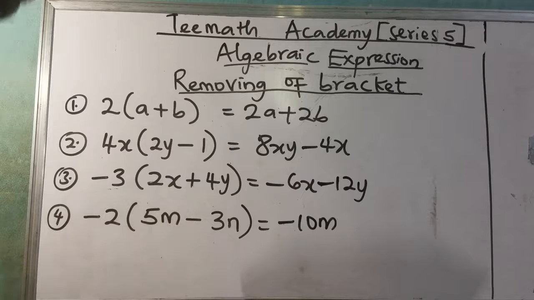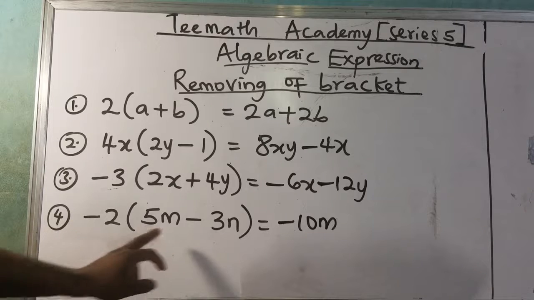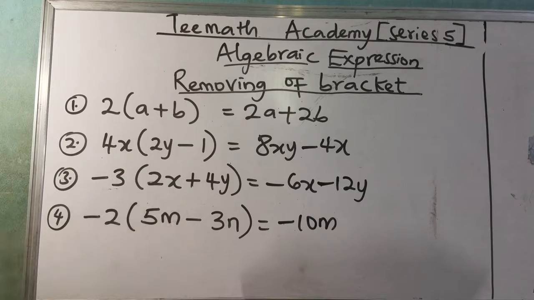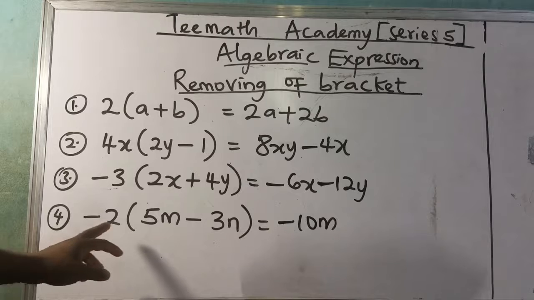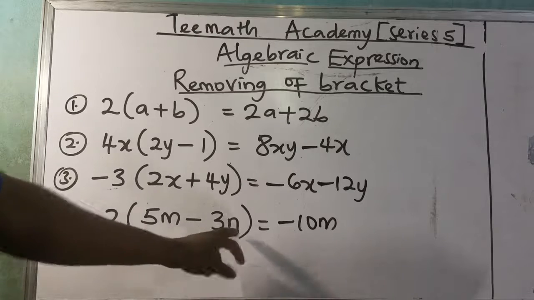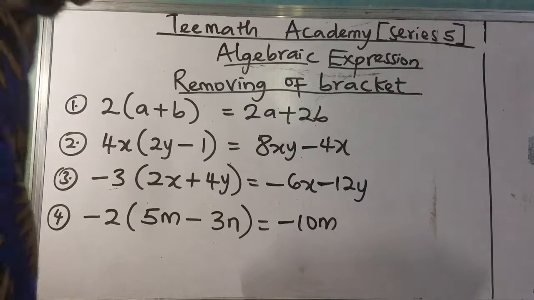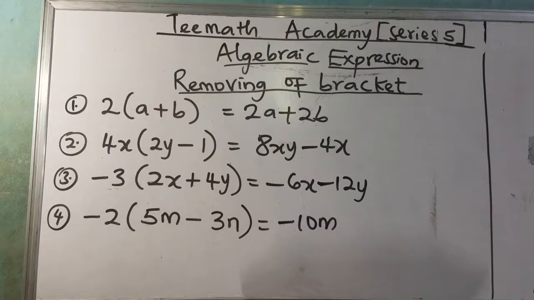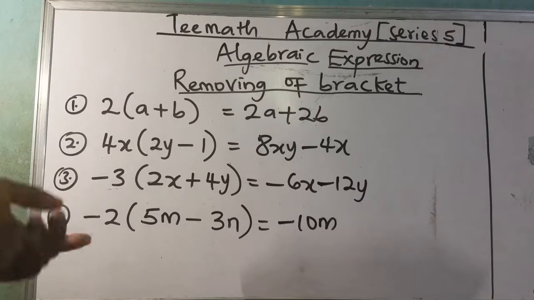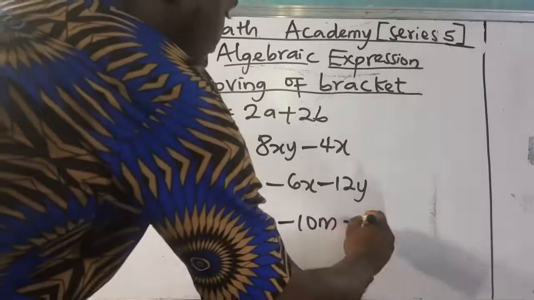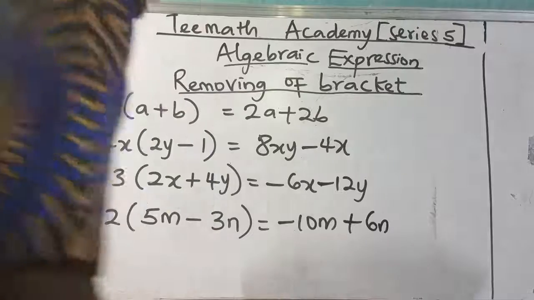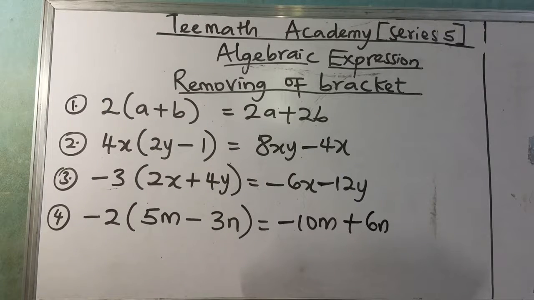Minus times minus: when you are multiplying, the signs must react together to have one sign at the end of the day. So minus 2 times minus 3n: firstly, minus times minus is plus. Then 2 times 3 is 6, that will be 6n. So minus 2 times minus 3n gives me plus 6n. You can see that 6n now has a plus sign, positive and not negative. So that will be plus 6n. I'm writing it together with the sign.